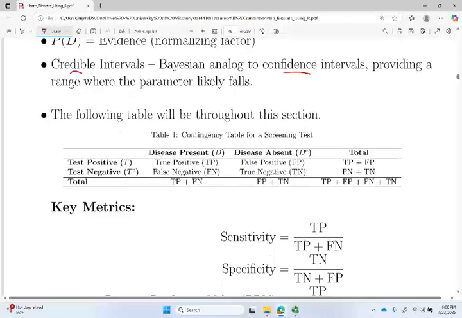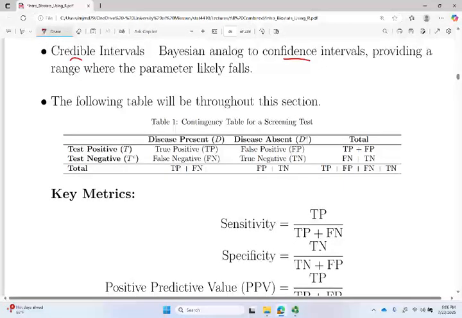Okay, so now we're going to use this table throughout the rest of the section, and it's for the four possibilities on a screening test. So you go in as a patient. Now, technically, you don't know if you have the disease or not, so this is kind of a theoretical construct. Let D represent that you have the disease, and of course, D complement means you don't have the disease, or it's absent. You go in, you get a test, and the test can either be positive or negative. And it creates a little 2x2 table.